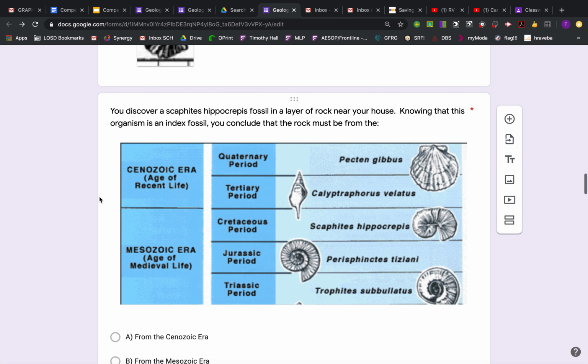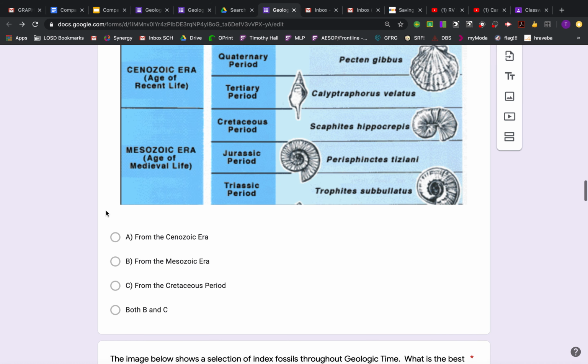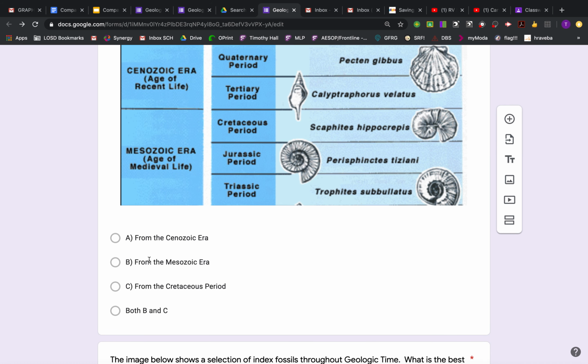Down here, we have this Scaphites hippocrepus, which is this thing. And you find this fossil in a rock near your house. Knowing that this organism is an index fossil, you conclude that the rock must be from, it's got to be from the Cretaceous, which is in the Mesozoic. So technically both of these things are true. It is from both the Cretaceous and the Mesozoic. So I have boom, from the Cretaceous, from the Mesozoic era.